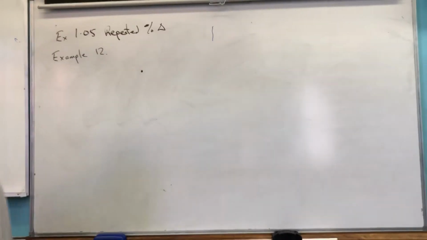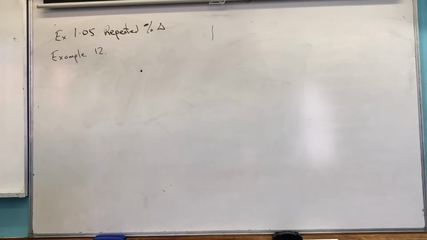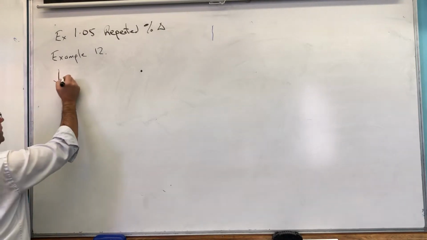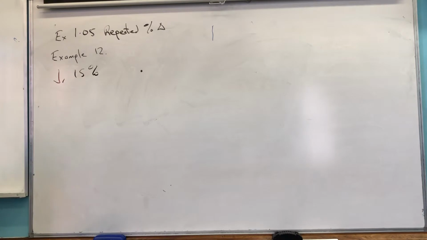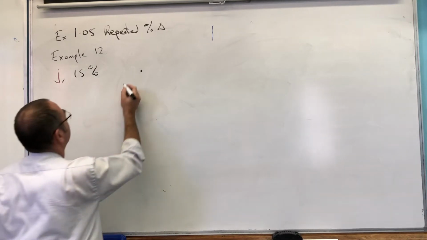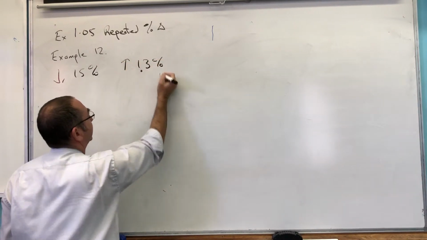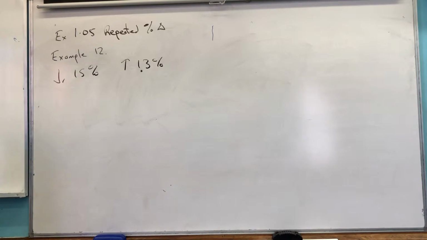The repeated percentage change. So in here, for example 12, it's saying what percentage change is equivalent to a decrease of 15% followed by an increase of 13%. Okay, what is that? What is the actual percentage change as a result of that? Do we want it in like the total percentage increase or decrease? It's going to end up being a very slight percentage decrease.